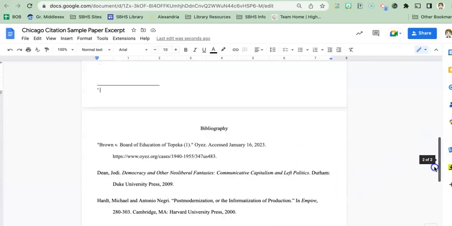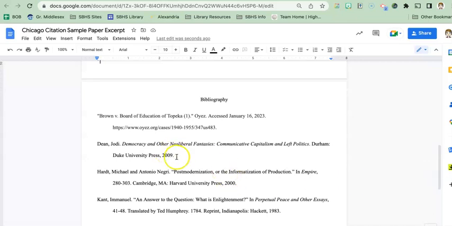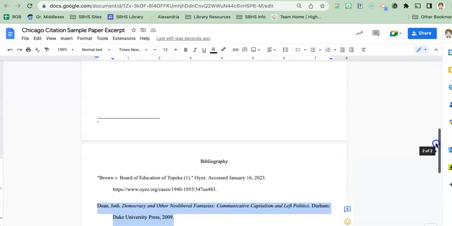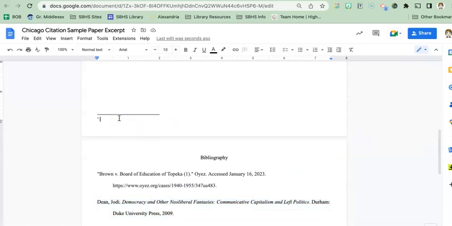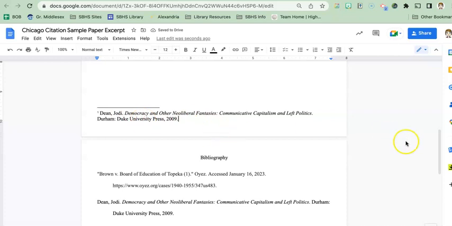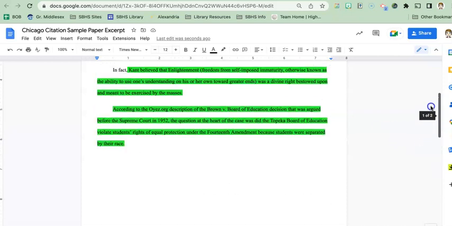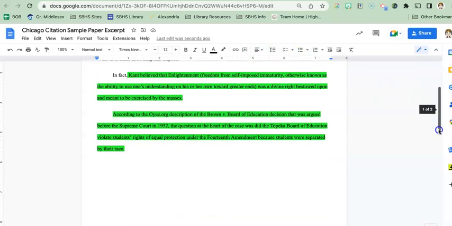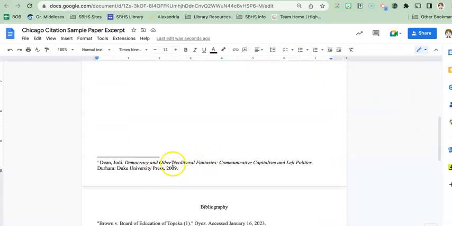Now, Chicago is different than MLA. So this whole piece is going to go into my citation. The first time I use it, I put the whole thing in here. That way my reader knows that when they get to this spot, if they want to see what source I used, they're going to look down at the bottom of my page at the footnote. So again, that's insert footnote. Let's do the second one.